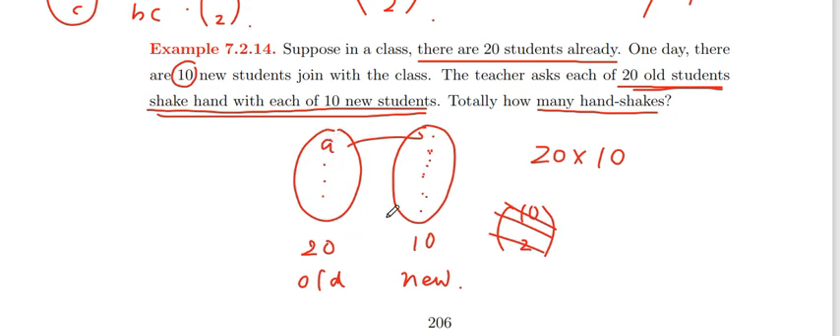So this is also the way we just consider one person. For this one, how many? We have 20 of them, so we just multiply by 20, right?